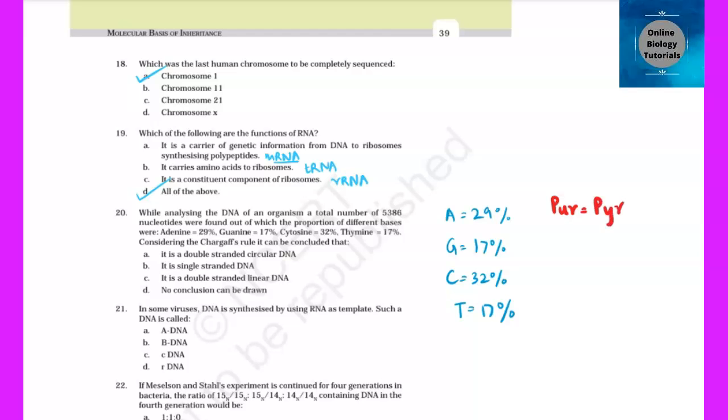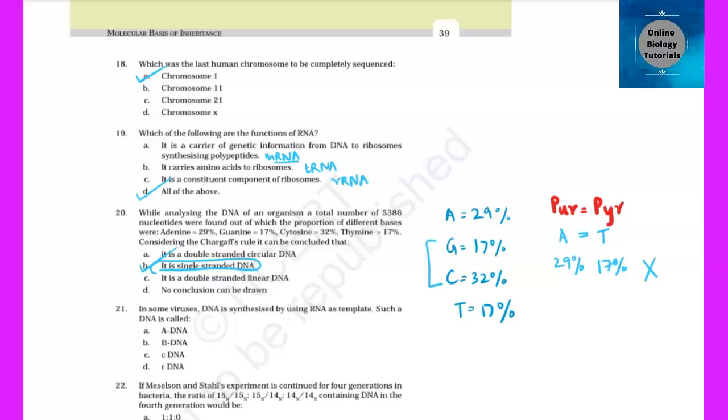Let's take an example here. A comes in the category of purine, but it binds to thymine as per the base pairing rule. Here A is 29%, but T is only 17%. That means Chargaff's rule is violated, and it is also violated in the case of G and C. That means it is single-stranded DNA. If Chargaff's rule is followed, then it is always double-stranded, but if it is not followed, then it is single-stranded DNA.